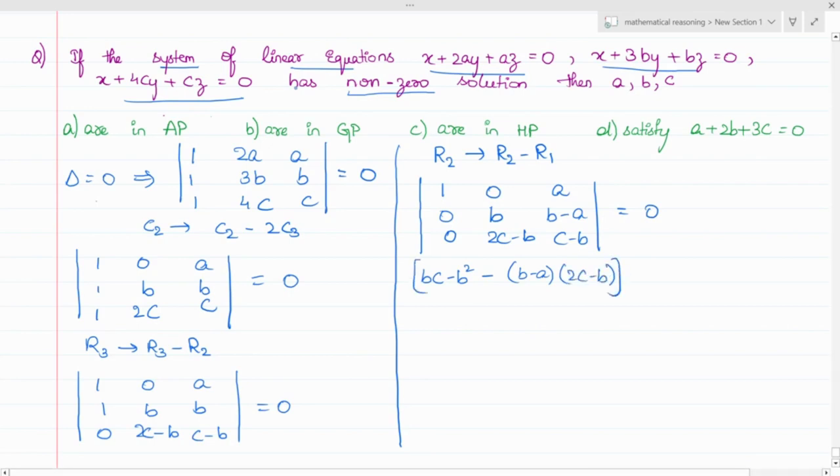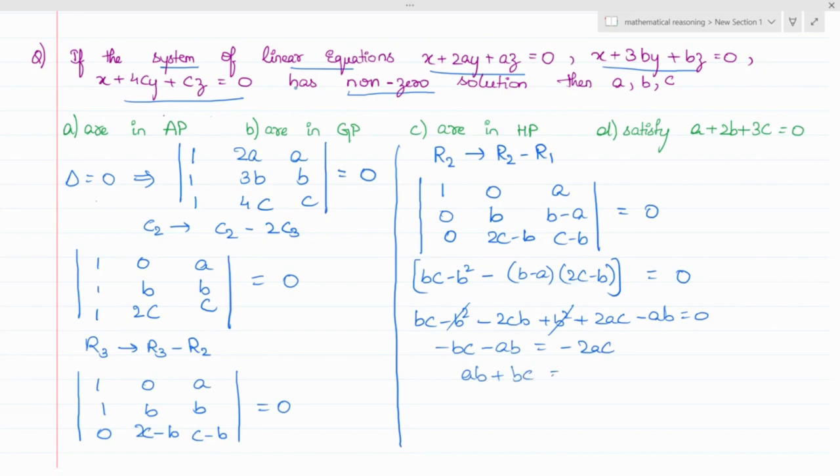And 0 into something is equal to 0, and a, this determinant is 0, so this is equal to 0. So just open it, bc minus b square minus 2cb plus b square plus 2ac minus ab equal to 0. So this gets cancelled. This is minus bc minus ab equal to minus 2ac. That is ab plus bc equal to 2 times of ac.